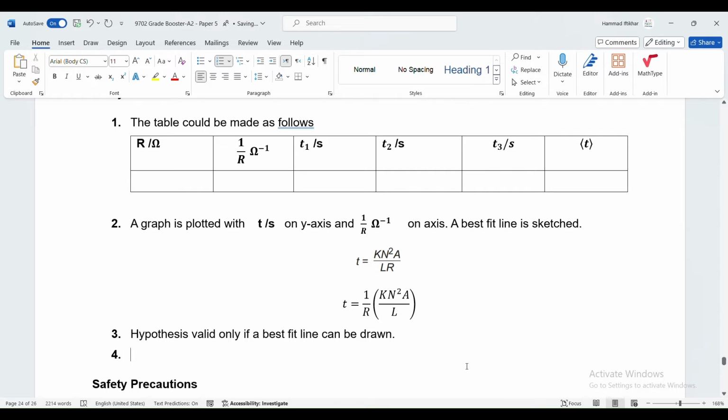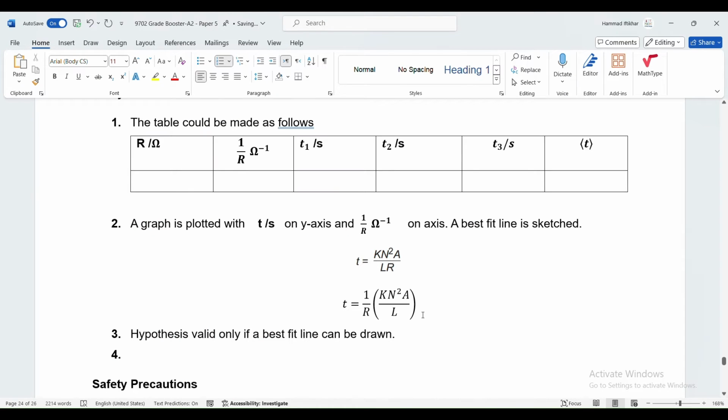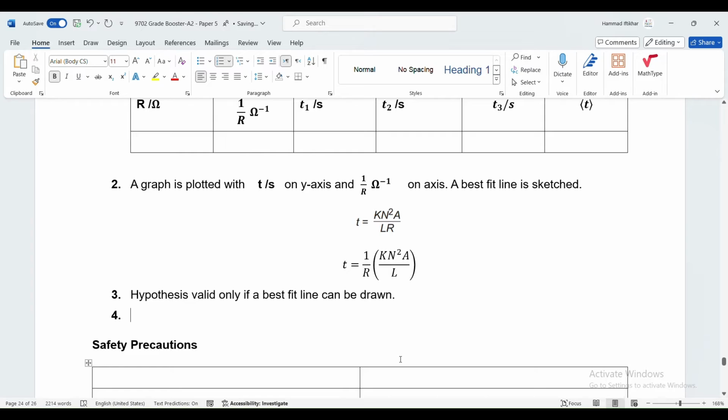Now we actually have to find out what k was. So we need to find a value of k. Going back, we need to tell what our gradient is and what our y-intercept is. The y-intercept is 0 over here. The gradient will be kn squared a over L, found by calculating the gradient, or slope, of the best fit line, or you can use the keyword gradient over here.